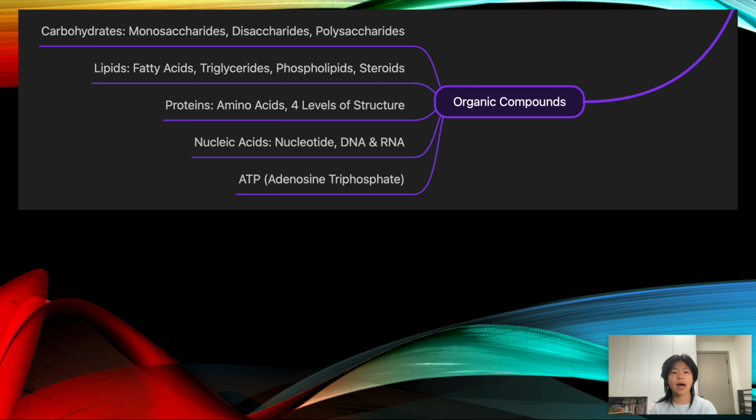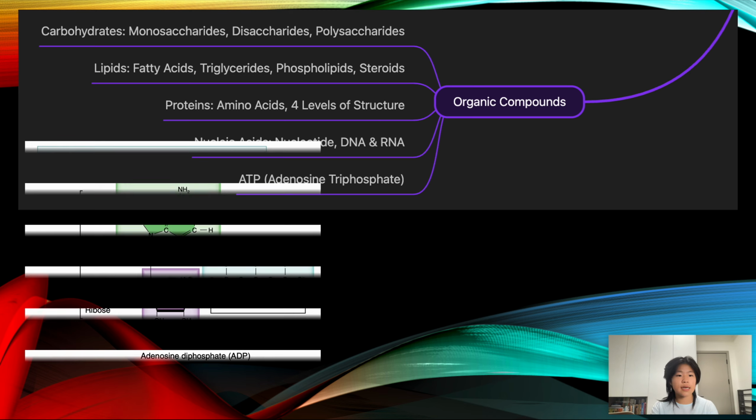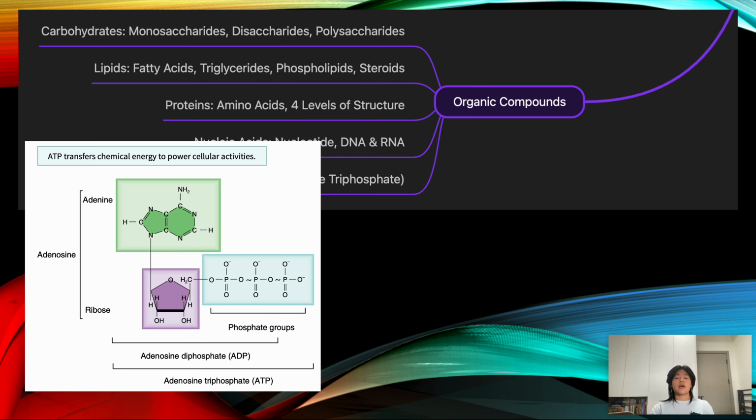Last but not least, we have ATP. So we all know that ATP is the energy currency of our bodies. However, ATP is not a macromolecule, but it's still quite important to talk about. First, let's take a look at its structure here. The full name of ATP is adenosine triphosphate.